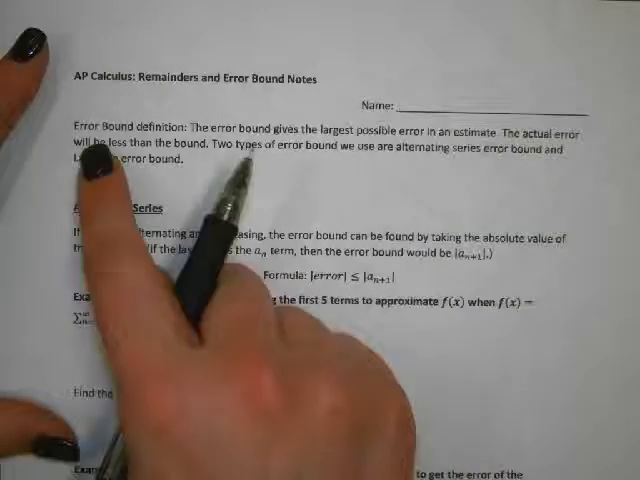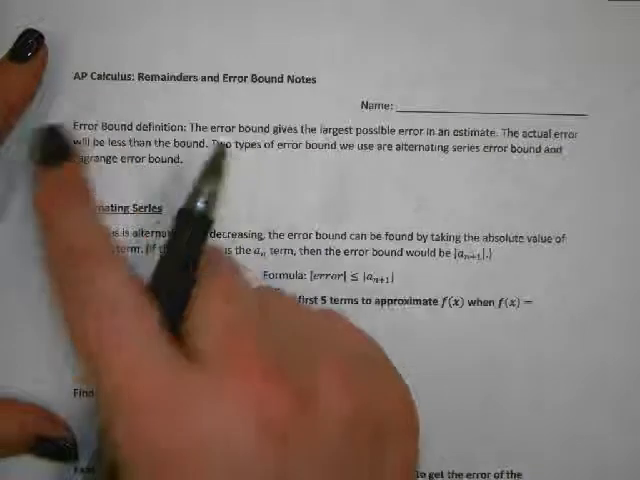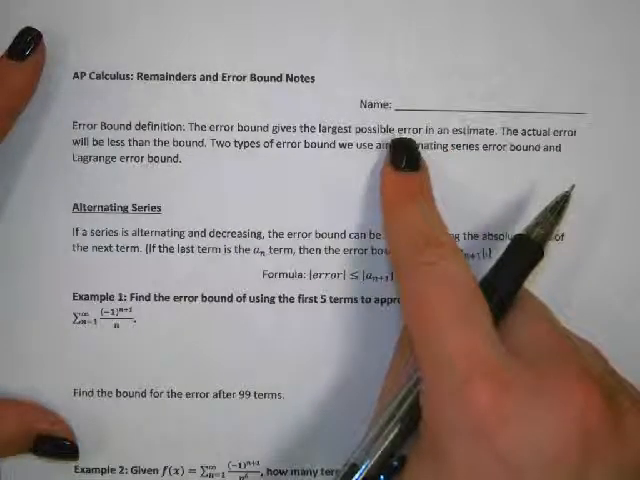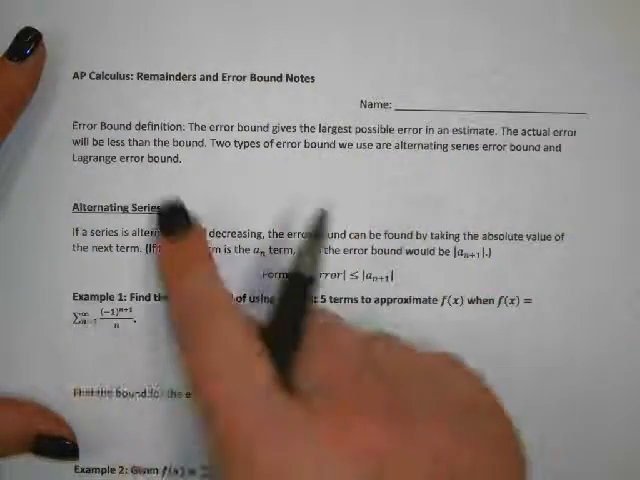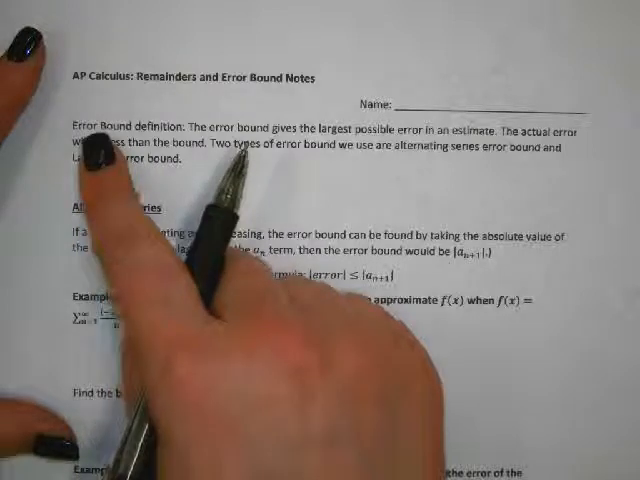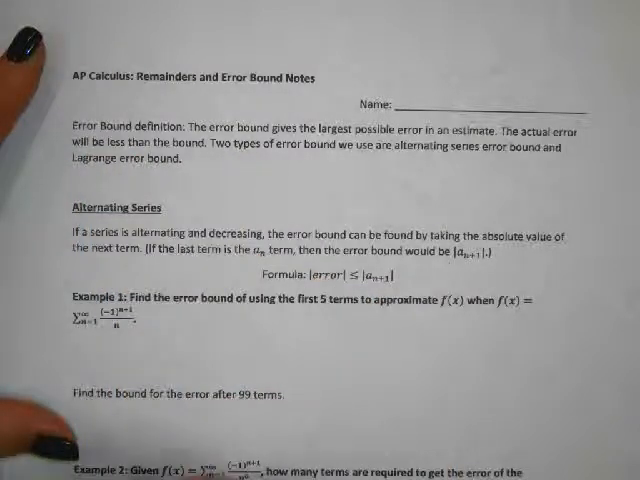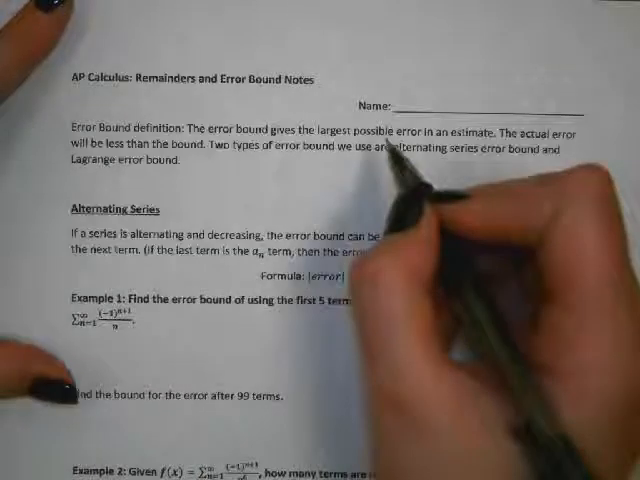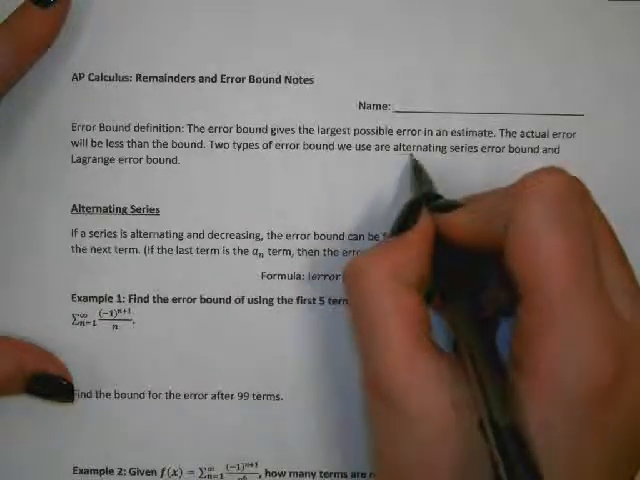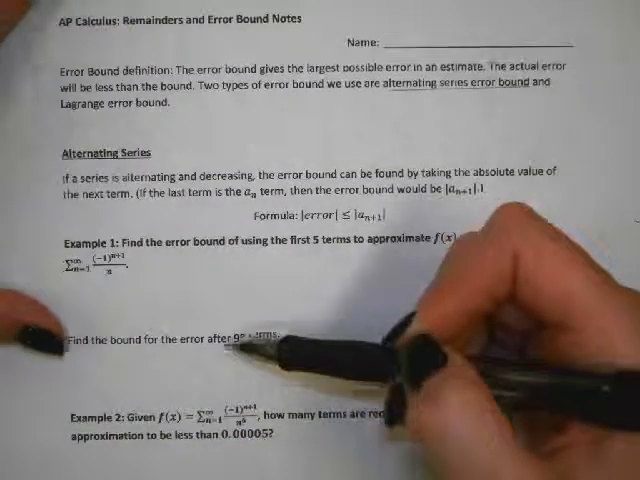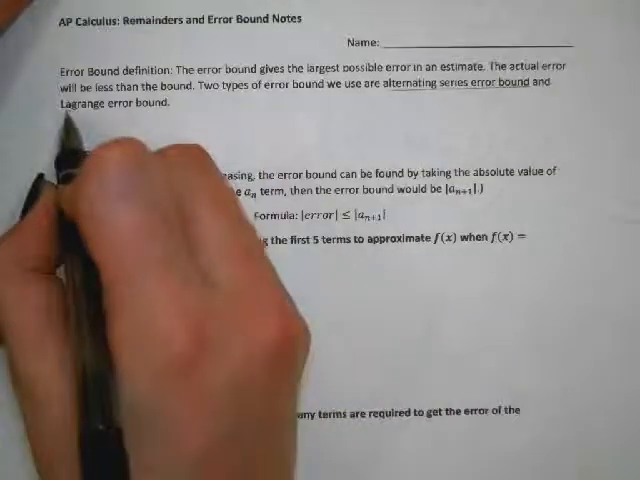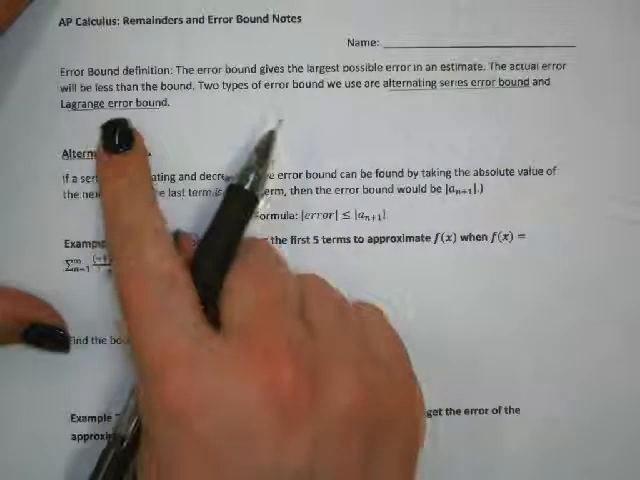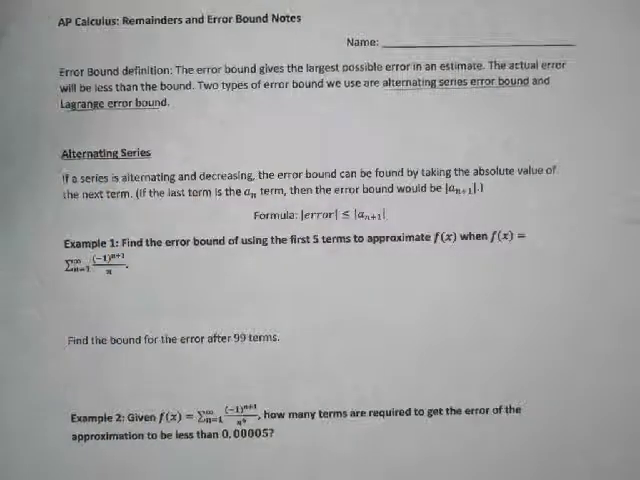And so what we're going to be calculating now is not just those approximations that we were finding, but we're going to calculate the error, which is how far off our answer could possibly be. There are two types of error bound that we're going to use. One is the alternating series error bound, which we're going to do first. That's these first couple of examples. And then the Lagrange error bound is the rest of what we're going to do, and that's where we're going to spend most of our time.